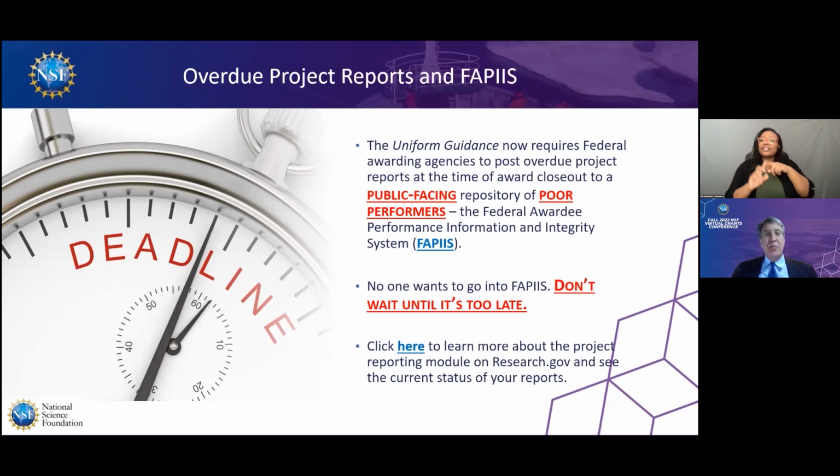Because again, if we report your award to FAPIS, FAPIS is a publicly facing website that's available to the general public, as well as other federal agencies. And it is listed as a material non-compliance with the terms and conditions of the federal grant. NSF, like all other federal agencies, is also required to check FAPIS before making new awards. So if you have 20 awards that have been reported to FAPIS for overdue project reports, that could affect you getting any new awards. So again, you want to make sure those project reports are submitted. You do not want to be reported to FAPIS.